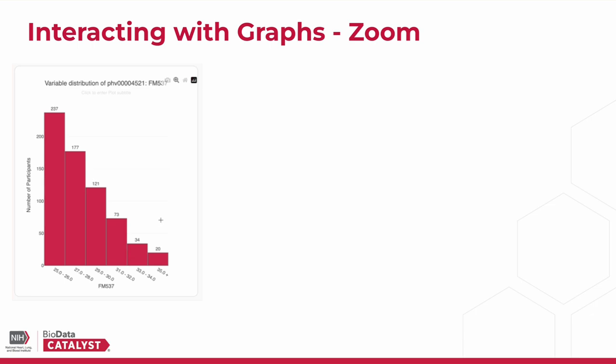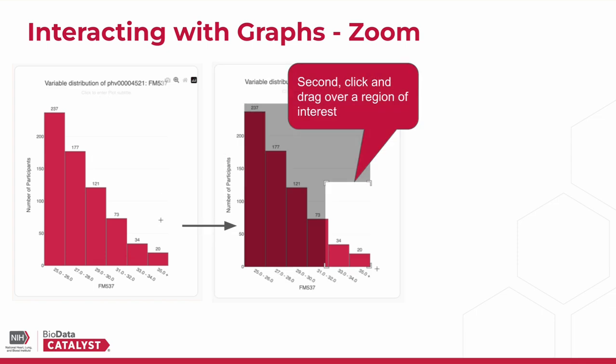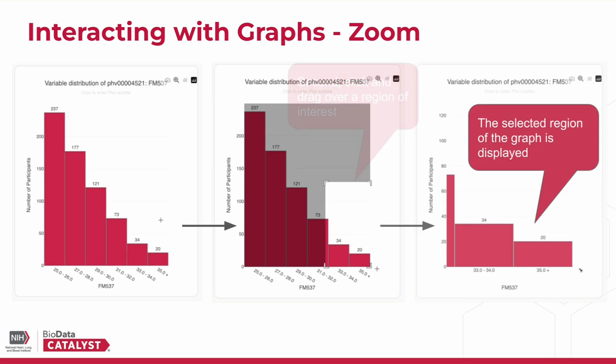These graphs are interactive. Let's say we want to learn more about the tail on the right side of the histogram displaying body mass index. First, we can hover over the graph in the region of interest. Then, we can click and drag to highlight the region that we want to see more closely. When we release the click, we can see that the highlighted region of the graph is then displayed. We can now observe the details of the tail to learn more about the data.